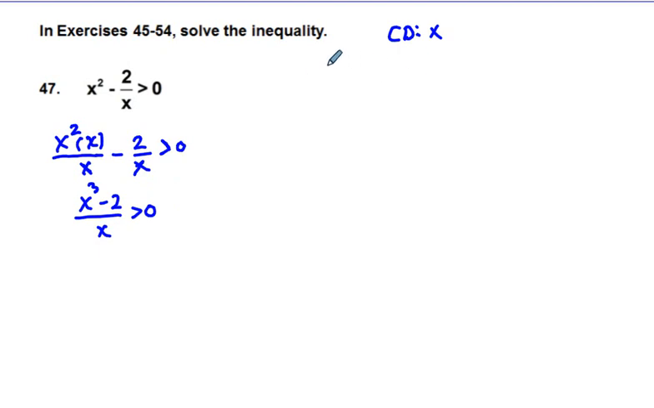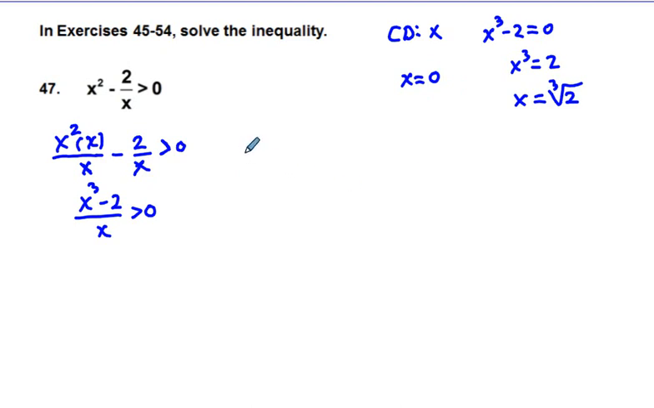So now, to find our critical numbers, we say x cubed minus 2 is equal to 0, and then we add 2, x cubed is equal to 2, and so x is equal to the cube root of 2. So that's one of our critical numbers. And then for the denominator, we're going to have x equals 0. That's our critical number for the denominator.